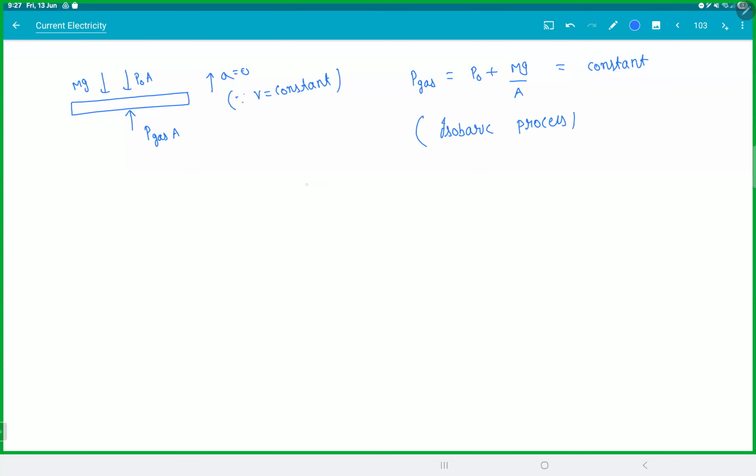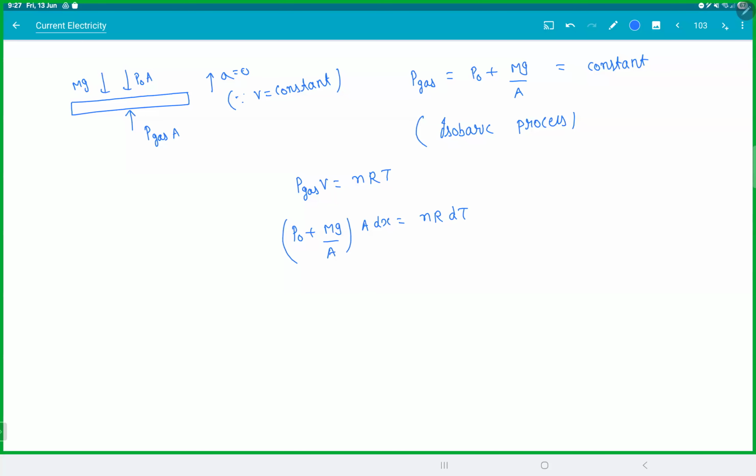Okay. Then we can use the ideal gas equation. P gas V is equal to nRT. So the pressure of the gas is P naught plus mg by A. Volume is nothing but A into dx. I can differentiate this, and this will be nR into dT.